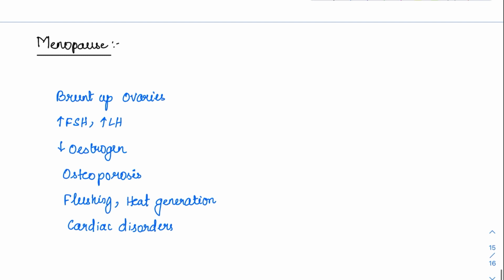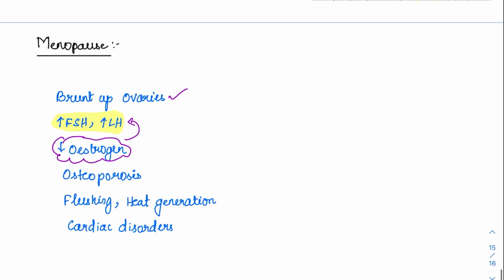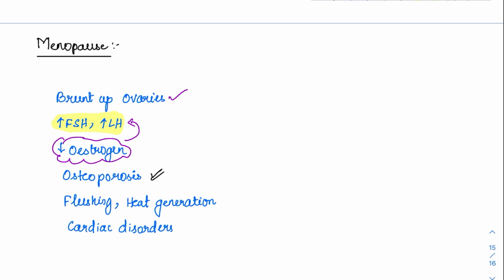Now coming to the final event that happens in females, that is the menopause. What happens whenever these follicles are constantly being used? They will end up having burnt-out ovaries. So what will happen to the estrogen levels? The estrogen levels are going to drop. Then because the feedback inhibition is not happening, the FSH and LH levels are going to shoot up a lot. At the same time, the woman will start developing osteoporosis because estrogen was protecting them from this osteoporosis. Now that is not there, so obviously they will develop osteoporosis.